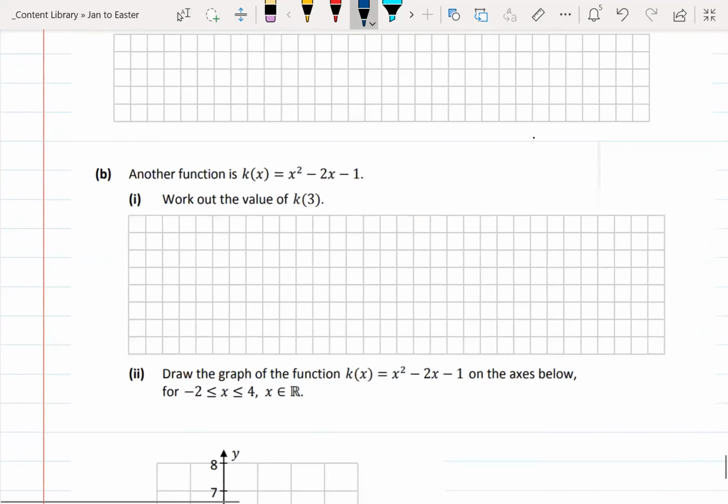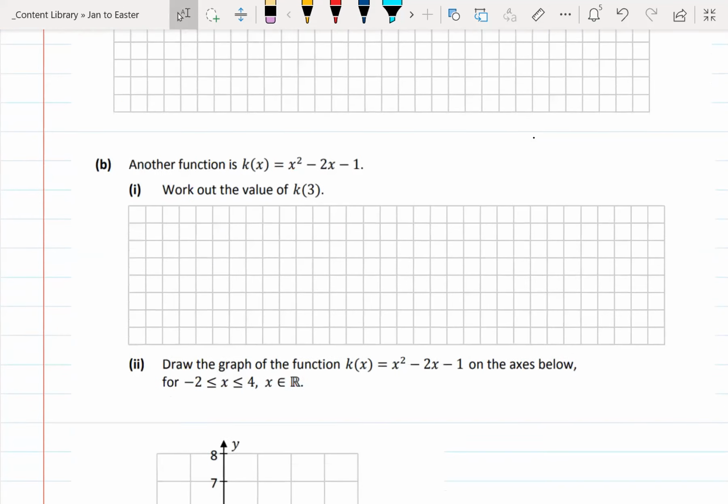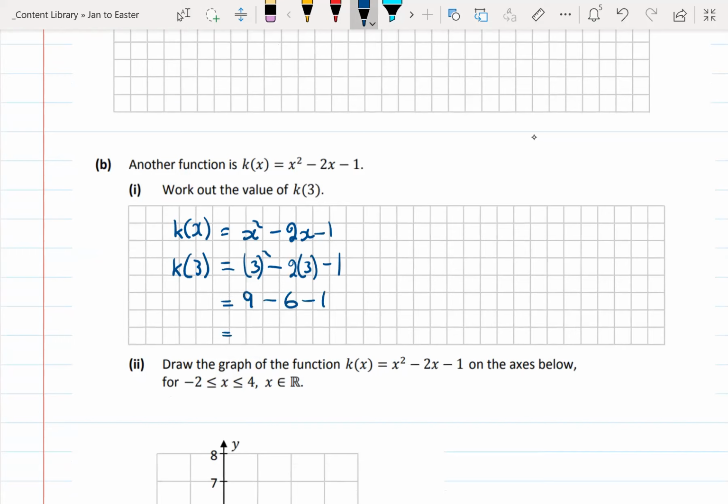Okay, next one. Another function, k(x) is x squared minus 2x minus 1, so it's another quadratic. Work out the value of k(3). So k(x) is equal to x squared minus 2x minus 1. Here they're looking for k(3). In other words, replace x with 3. You can use a calculator to work this out. Just pop that all into a calculator to give you the answer. I'm just going to do it the old-fashioned way, bit by bit. 9 minus 6, so that's 3. And 3 minus 1, 2.